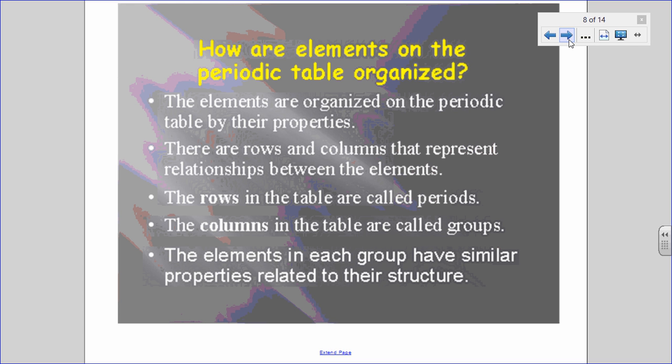So they didn't just take the elements and stick them in various locations on the table. There was a method to this. And if you notice back on the previous slide at Mendeleev's table, he had certain elements in certain columns and rows together. And it's because of the similarities that they had. The rows on the table are what we call periods. The columns are what we call groups. The elements in each group have similar properties related to their structure.